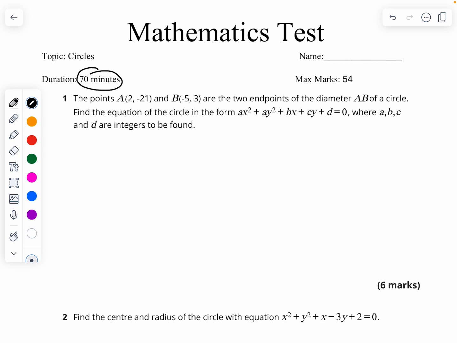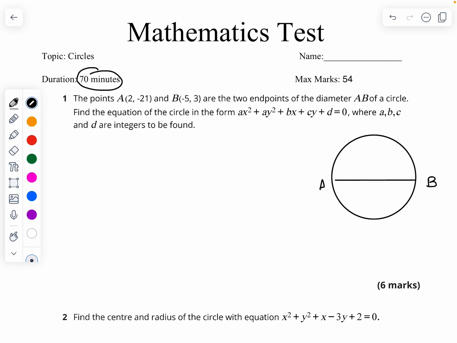The points 2 comma negative 21, negative 5 comma 3 are the two endpoints of a diameter. So there is a circle and there are the two endpoints of a diameter. This is A and B. Find the equation of the circle.